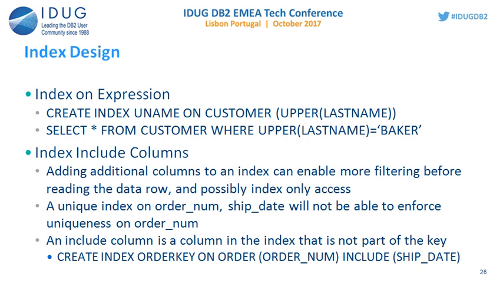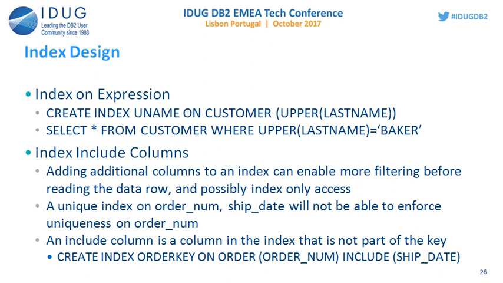In DB2 10.5, they introduced index on expression, where you can create an index based on an expression, such as upper of last name. And then if your query has a predicate that matches the expression in the index, DB2 can use that index.